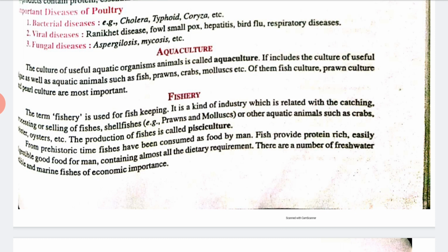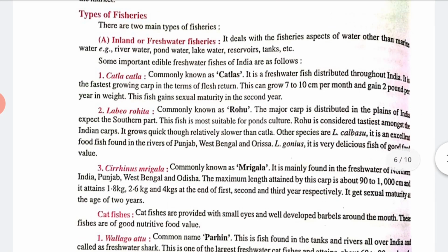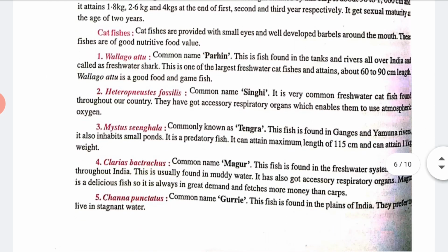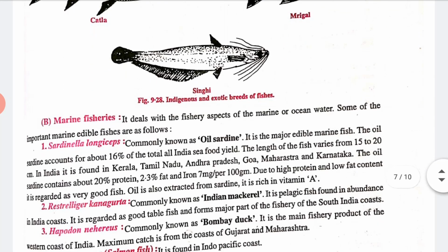Okay, so we have types of fishes here. There are many types of freshwater fishes like catla, labeo, rohu, right? And catfishes. There are many varieties in the fishes also, and according to that we can create our culture. The second is marine fishes. Marine fishes deal with the fishes of the marine or ocean water.